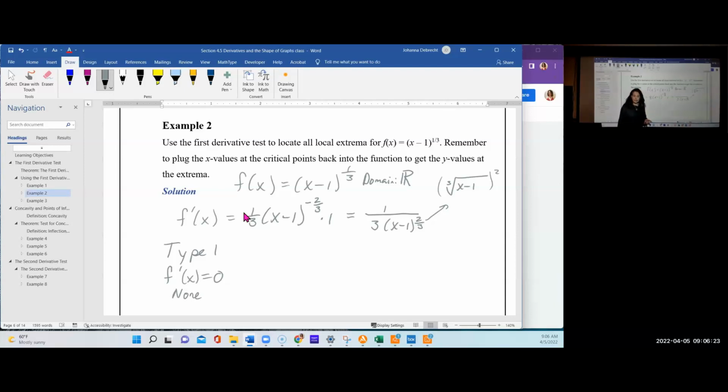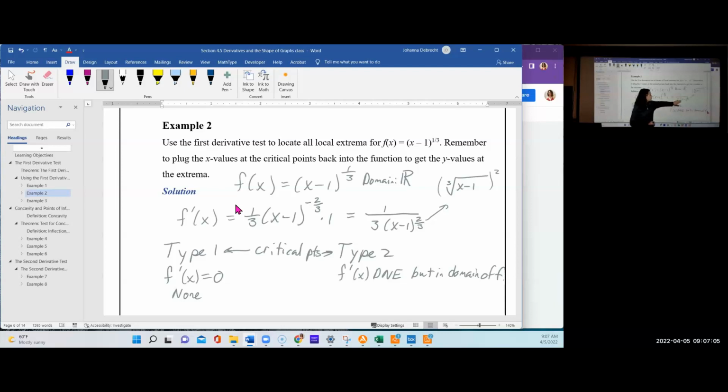And now we're going to look for a type 2 critical point. These are critical values or critical points, type 1 and type 2. And now we're going to look for type 2, which is the first derivative does not exist, but the function does exist. So it's got to be in the domain, but the derivative does not exist. So f prime of x does not exist, but in the domain of f. Okay, so it's got to be in the domain of f, which our domain of f is all reals.